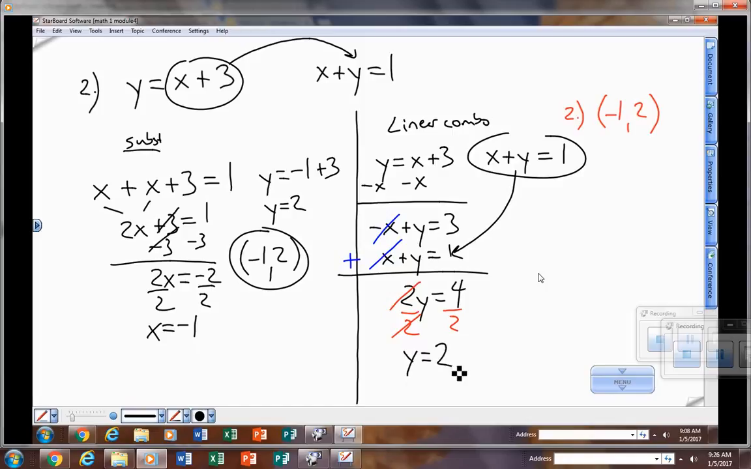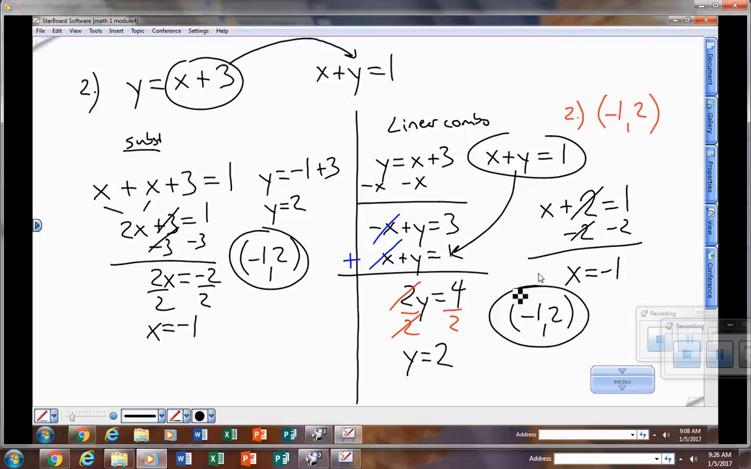Y is 2. Take that 2, plug it in either equation, where that 1 that I chose, where y used to be, I plug in 2. And then taking away that 2 on both sides will give me the answer for x, which is negative 1. So the same answer as substitution, negative 1 for x, 2 for y.